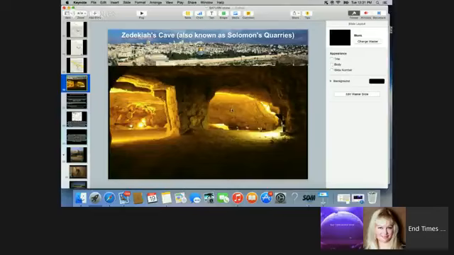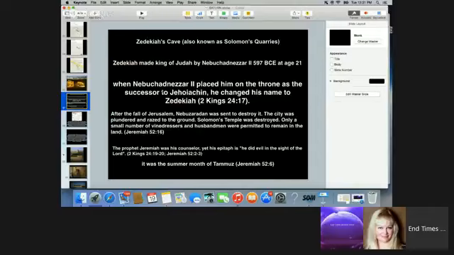This is a different part of the cave. This is Zedekiah's part. He was the last king of Judah. He was made king by Nebuchadnezzar II. There's no way that this cave was not named after him, because he's the only person that was ever named this that I know of. He had both of his eyes gouged out.